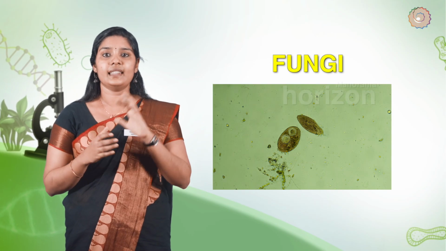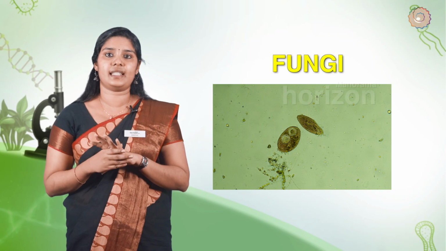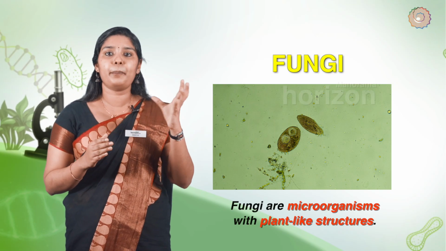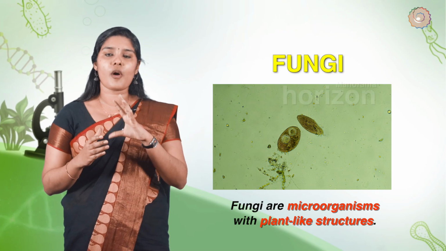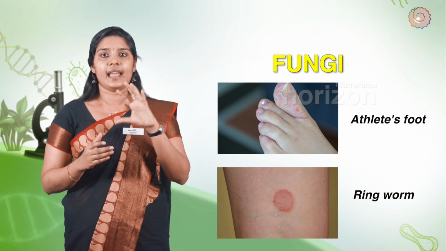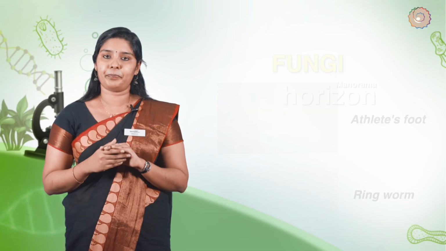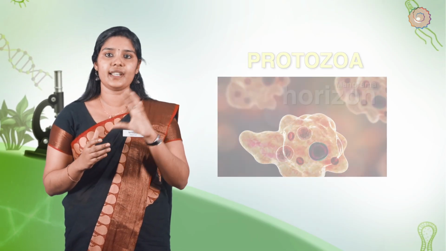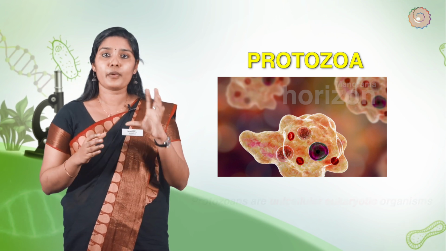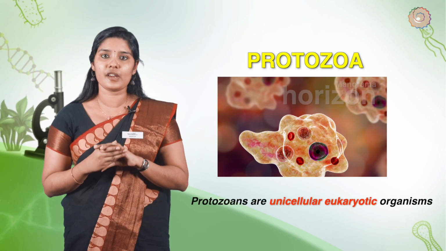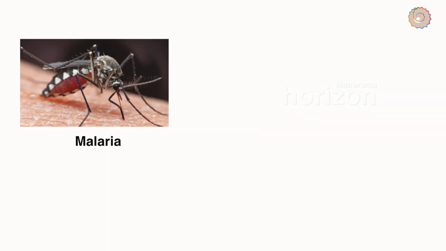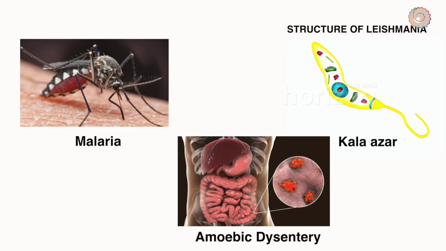Fungi. The next category of infectious agent is the fungi. Fungi are microorganisms with plant-like structures. Many common skin infections such as athlete's foot and ringworm infection are caused by fungi. The fourth category of infectious agent that causes diseases is protozoa. Protozoa are unicellular eukaryotic organisms that cause diseases such as malaria, Kala Azar and amoebic dysentery.